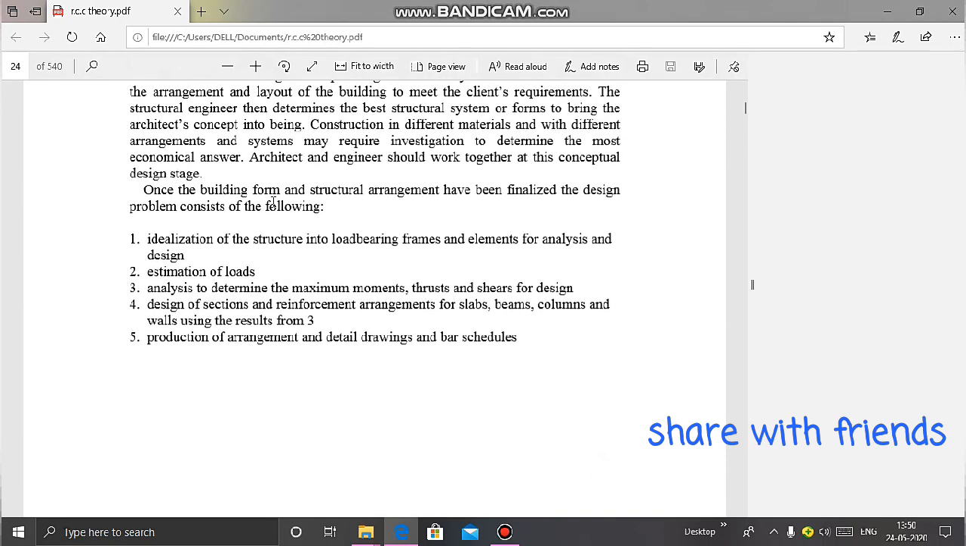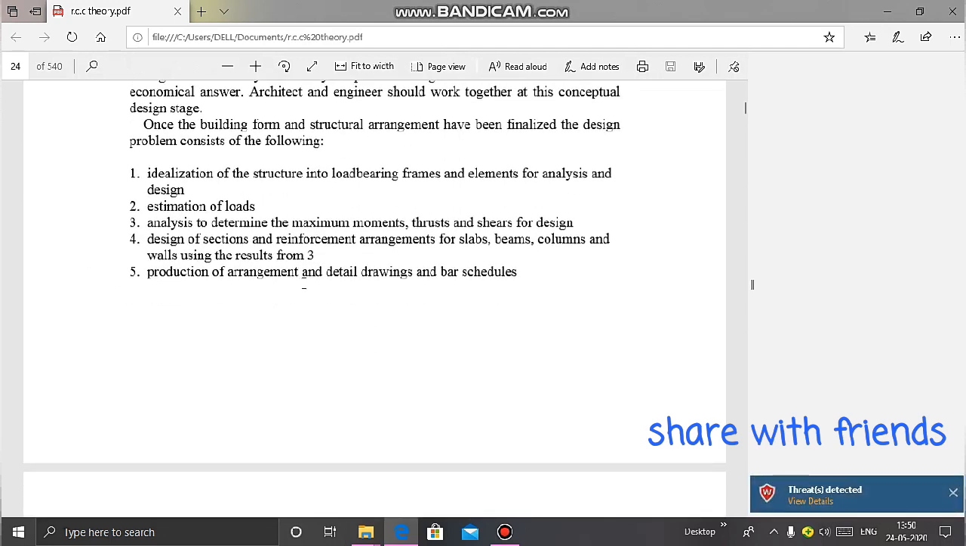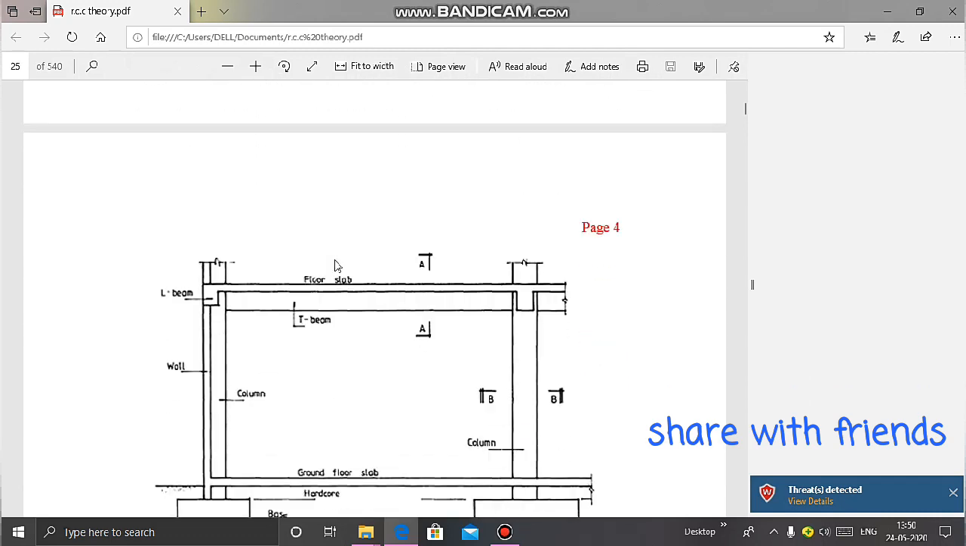In the first point, the structure will be idealized and its elements are analyzed. Second, we will estimate the loads. Third, we will analyze the maximum moment, thrust and shear. Fourth, design of section and reinforcement. Fifth, production of arrangement and detail drawings and bar schedules.